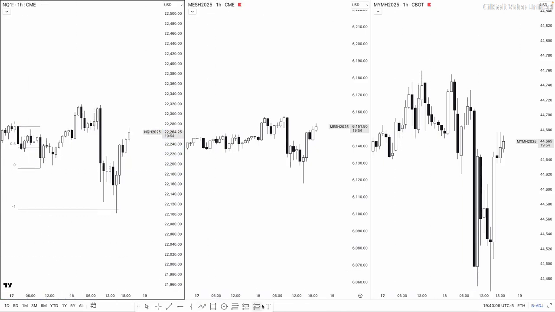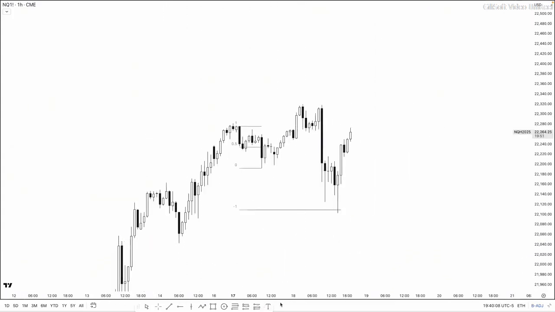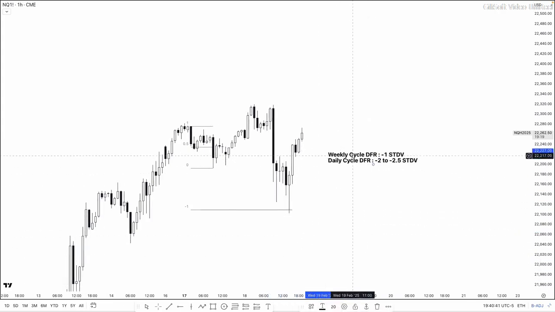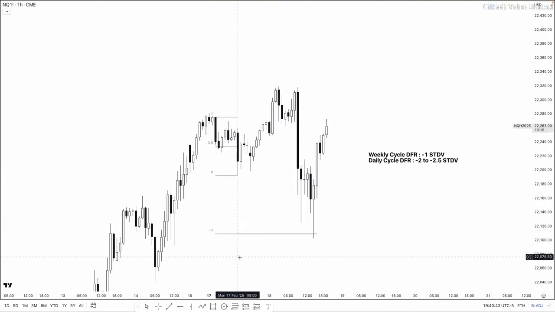Now, typically, I will use the -1 for a weekly cycle defining range, so the defining range of a day. And then for a daily cycle defining range, I am usually looking for a -2 to -2.5 standard deviation. This is what I am looking at for most of the times, in terms of drawn liquidities when there is no clear draw.